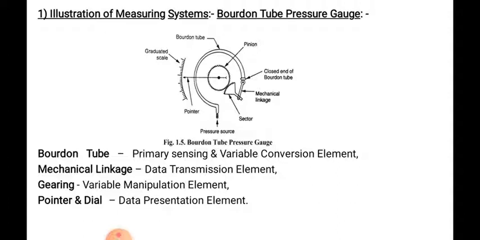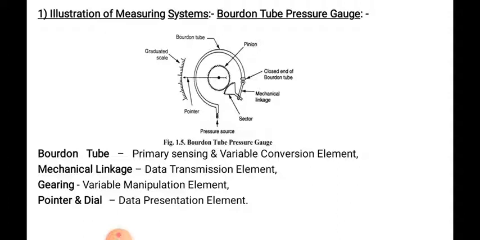Now, for illustration of a measuring system of a bourdon tube pressure gauge, the bourdon tube acts as a primary sensing and variable conversion element. Then the mechanical linkage will act as a data transmission element. Then gearing acts as a variable manipulation element, and pointer and dial act as a data presentation element.